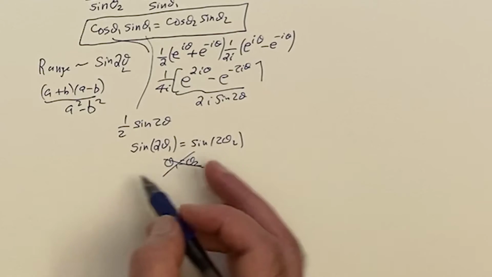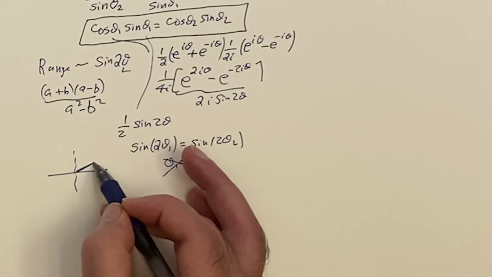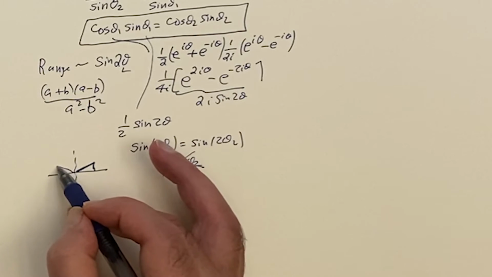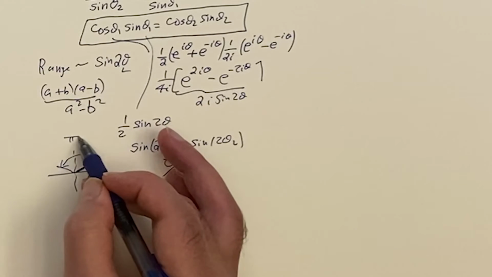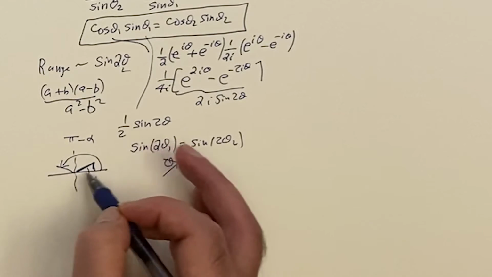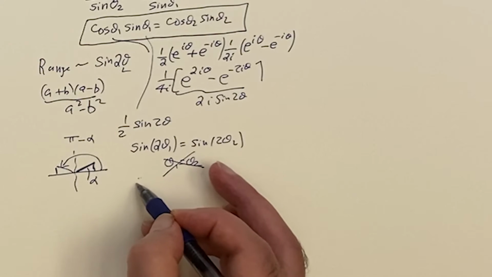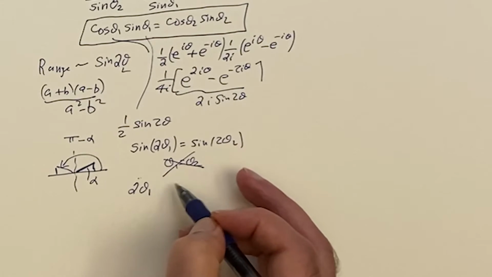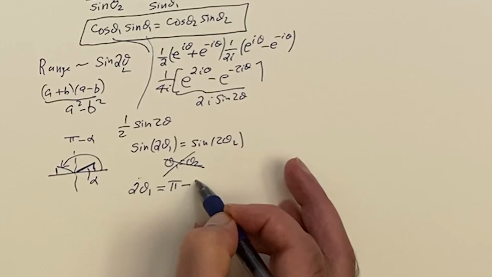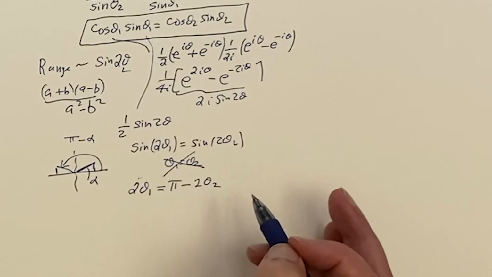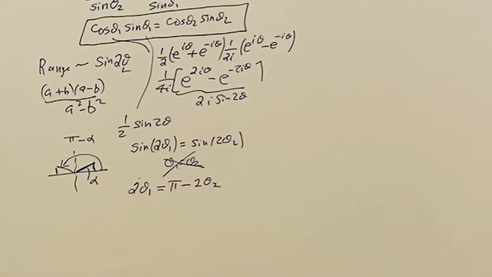But wait a minute, this would also work if I'm looking at the sine of the supplement. If I have this as alpha, the sine of pi minus alpha, that big angle here, has the same sign. So that means if these are supplementary, I could say that 2 theta 1 is pi minus 2 theta 2, or vice versa. Like if you have 30 degrees, then you have 150. Or you have 150, you have 30.